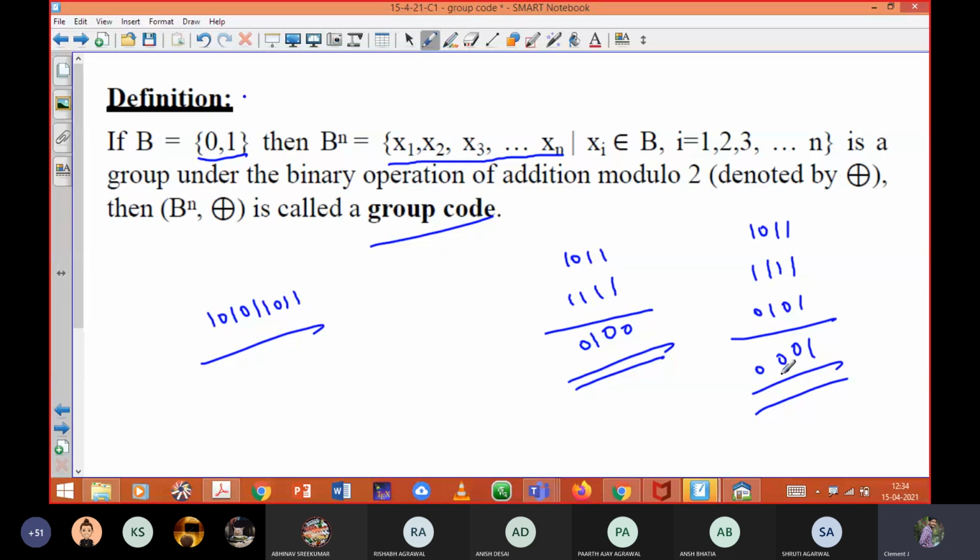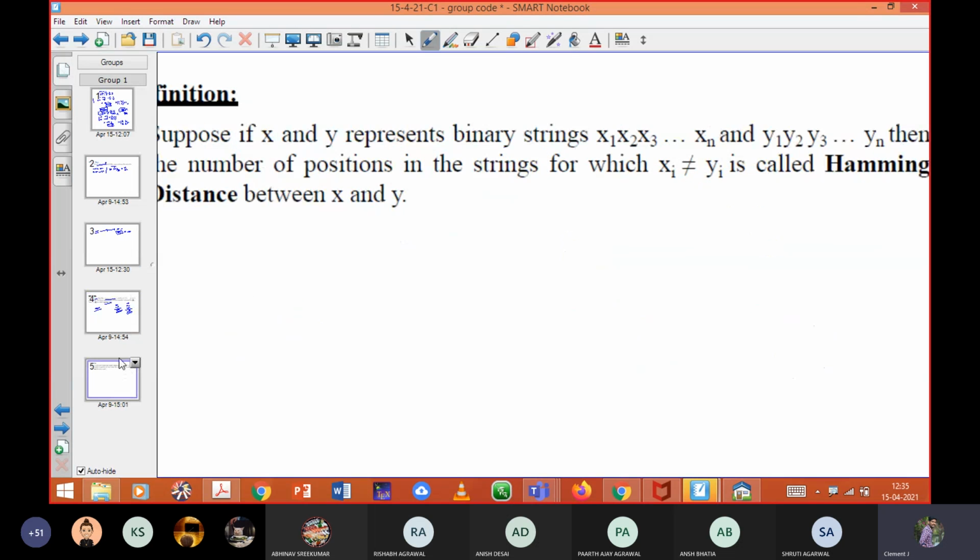Why I have pointed out this example is that you need to fix in your mind that you are allowed to apply only one operation, that is the addition modulo 2 operation. Okay, last definition, with that I'll close it.